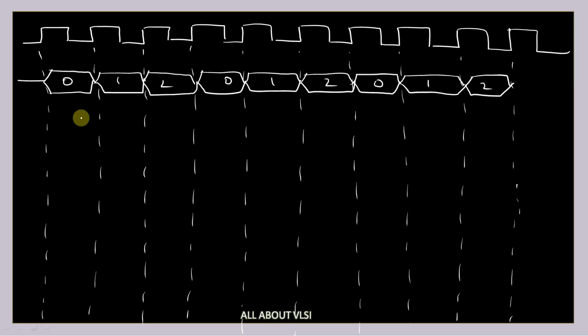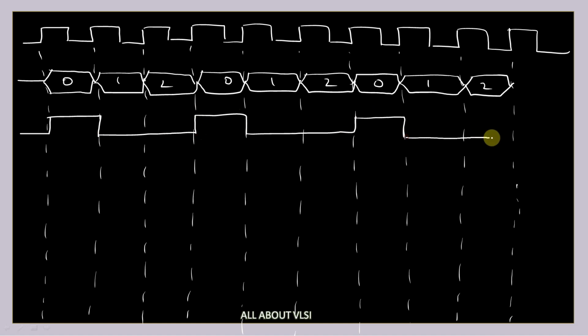Now my enable 1 signal should be high when my count is equal to 0. This is my enable 1 signal, and for the remaining pulses it will be equal to 0, and again it will be high here, and again it is 0, and again it is 1 here, and it is again 0. So this is my enable 1 signal.